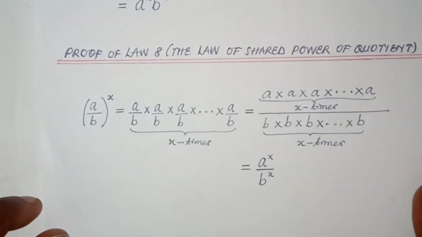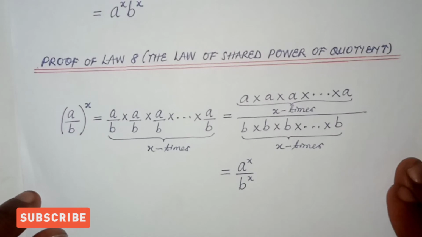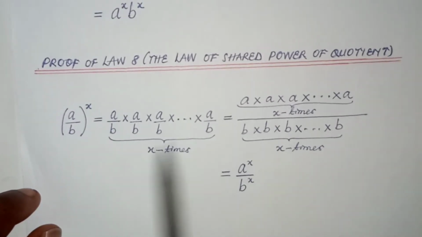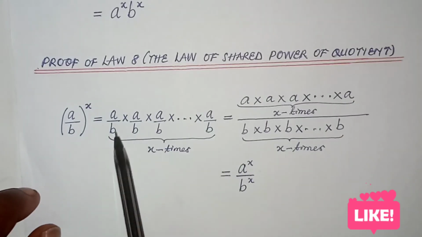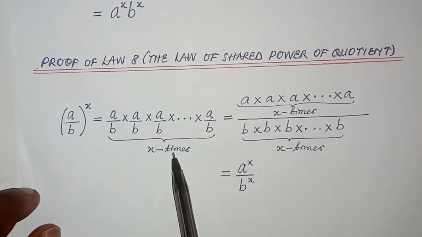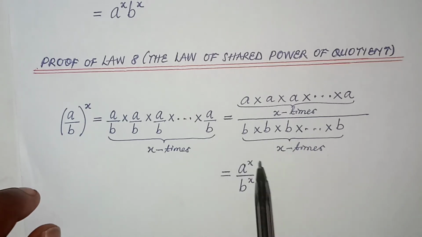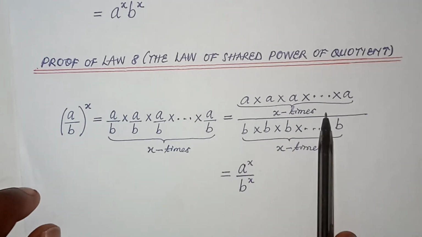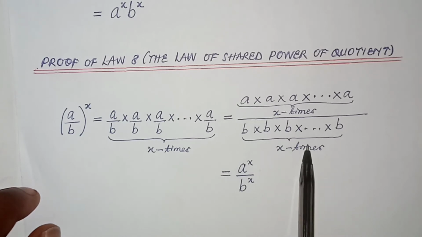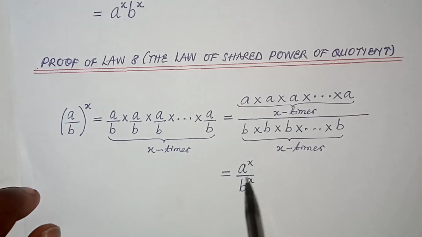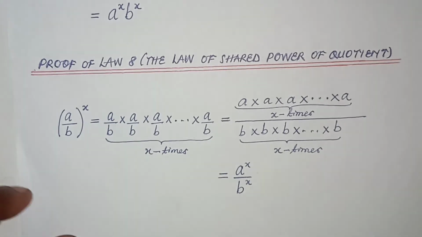Going to the proof of law number 8, the law of shared power of quotient. A divided by b all raised to power x can be written in expanded form as a divided by b multiplying itself x number of times, and that would mean gathering all the a's x number of times in multiplication divided by gathering all the b's x number of times in multiplication. The numerator of course reduces to a raised to power x in index form notation divided by the denominator b raised to power x in index form notation, and the law is true.